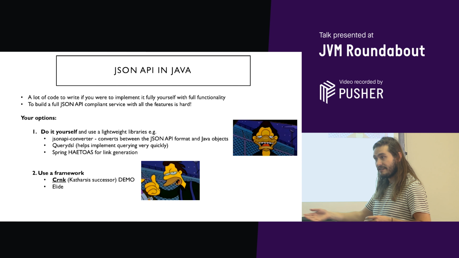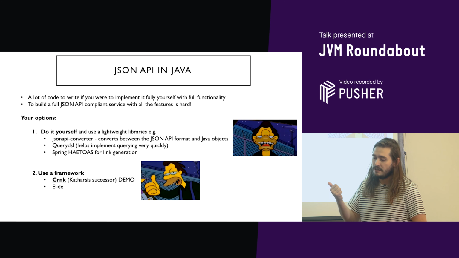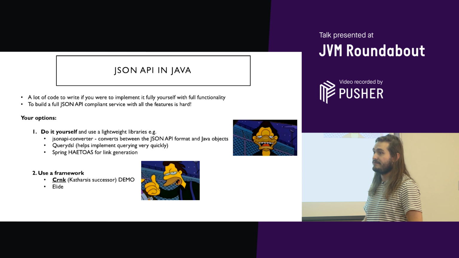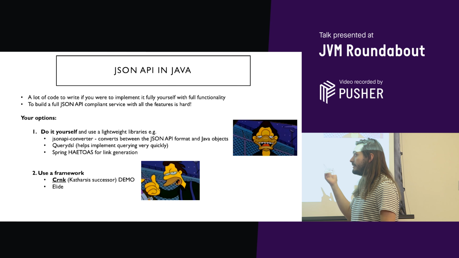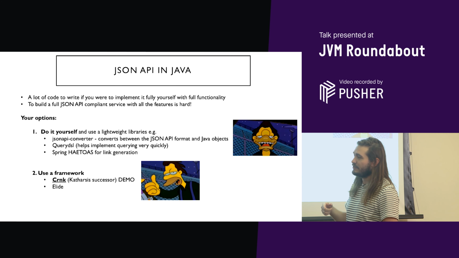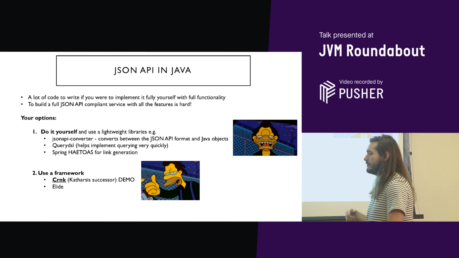And if you want to implement everything, which means I want to be able to query by every attribute, I want to be able to patch every resource, I want to be able to post for every resource, it's very heavyweight. But there are a few libraries if you do really want to, which is JSON API Converter. Query DSL can be used to basically help with the querying of data, and Spring HATEOAS if you want to use that for link generation.